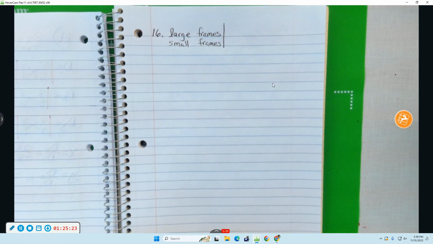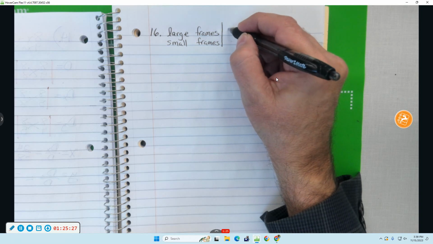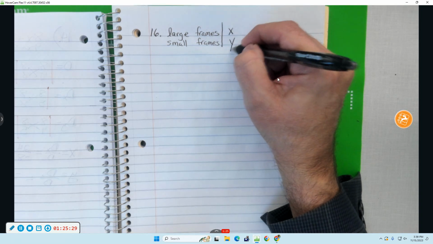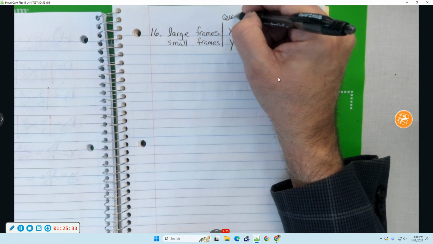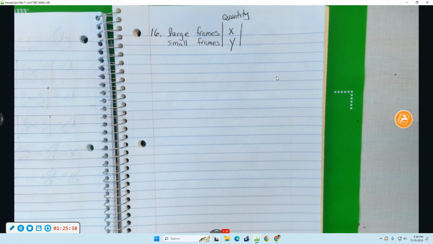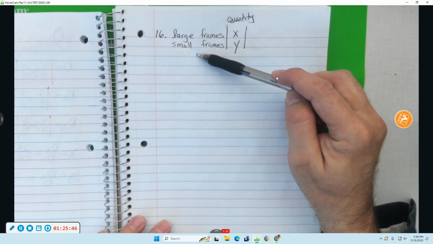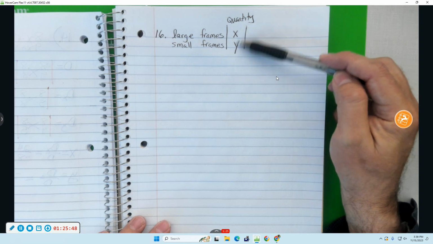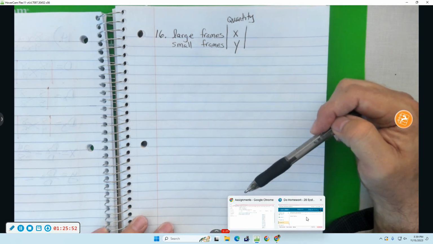The first column, well, we don't know the quantity. I'd say X and Y, and label that quantity. There are X large frames and Y small frames. How many did she buy? Quantity is shorter than writing out how many. For all of these word problems, you start off figuring out what we are trying to find, and then identify the variables. X is the number of large frames, Y is the number of small frames.